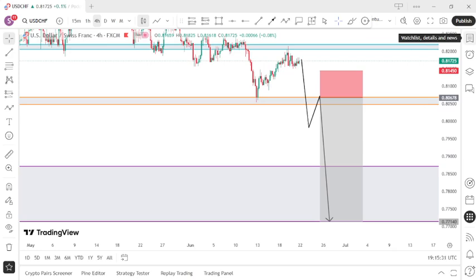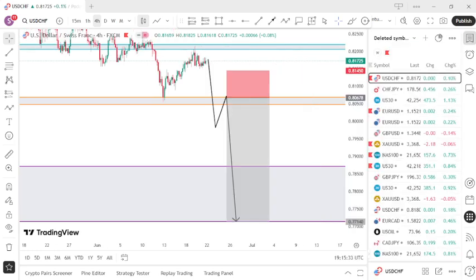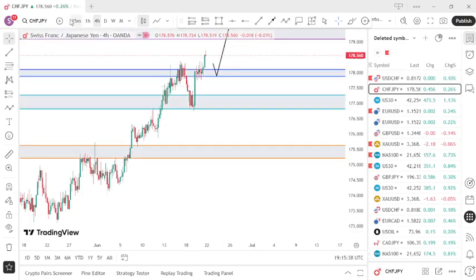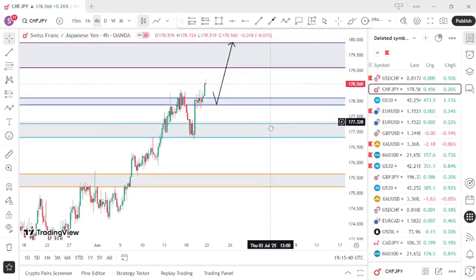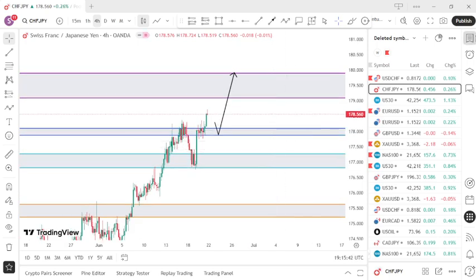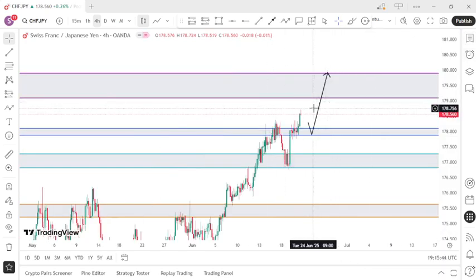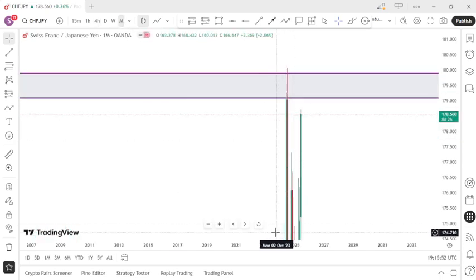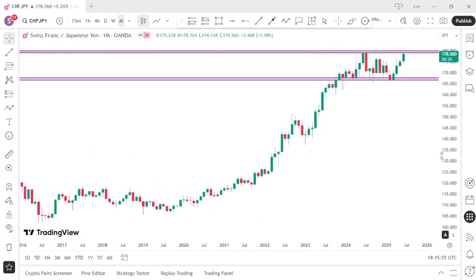Let's move on to the next pair. The next pair on the list is CHFJPY, and on CHFJPY, you are looking for a buying opportunity. Let's start from the monthly time frame and find out why we are looking for a buy on CHFJPY.